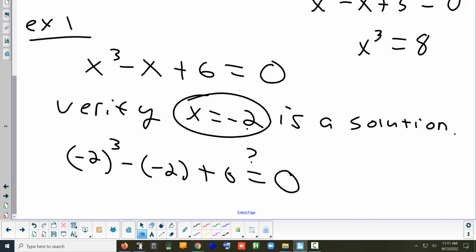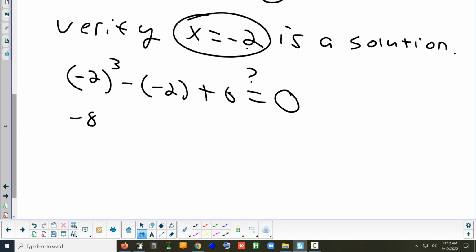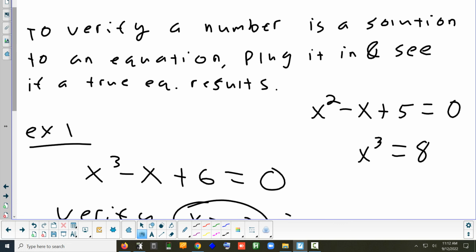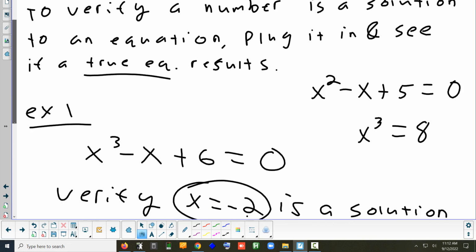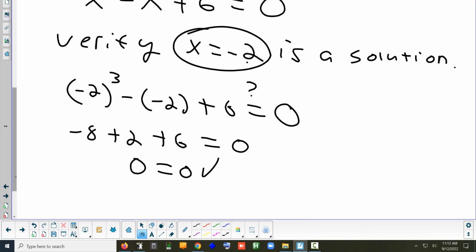I'm going to put a question mark there because I don't know if it equals 0. That's the hope. And -2 cubed gives me how much? -8. Minus a minus is going to become a plus. -8 plus 2 gives me? -6. And -6 plus 6 is 0. So when I plug the number back in, I ended up with a true statement. 0 equals 0. That means -2 is a solution. Doesn't mean it's the only solution, but it at least is one solution.